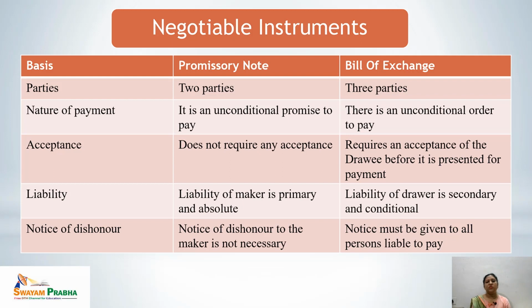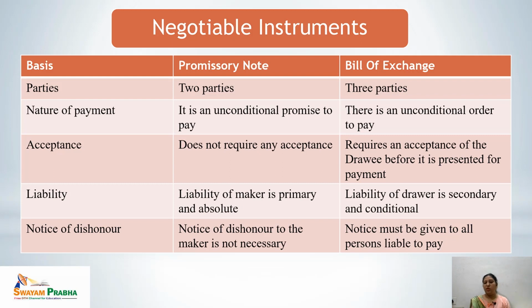Liability of the maker is primary and absolute. That means the liability to pay for a promissory note is totally of the maker. But in case of a bill of exchange, the liability of the drawer is secondary and conditional. Next is notice of dishonor. Notice of dishonor to the maker is not necessary if the promissory note is dishonored. In that case, any kind of notice to the maker of the promissory note is not necessary to send.